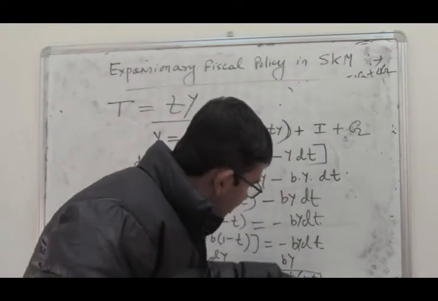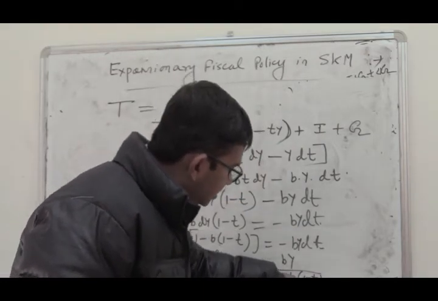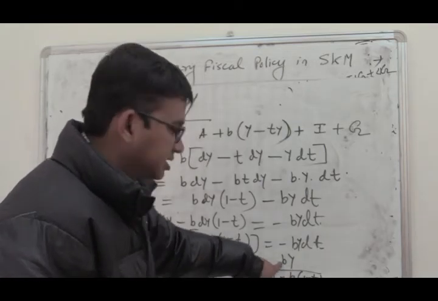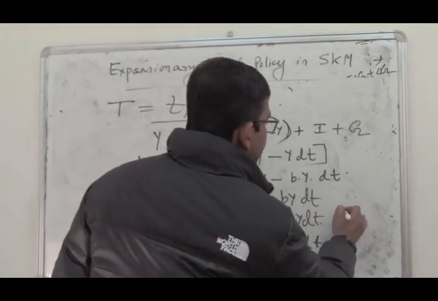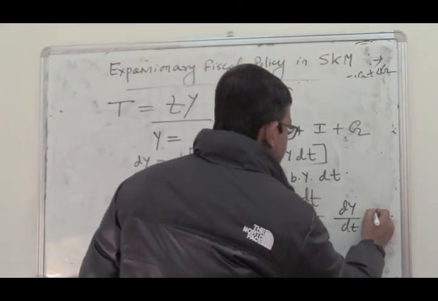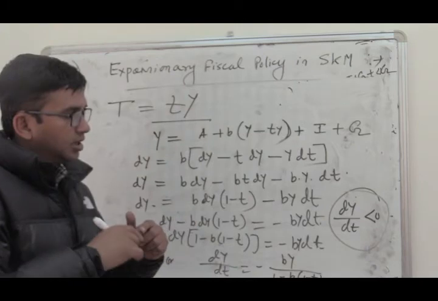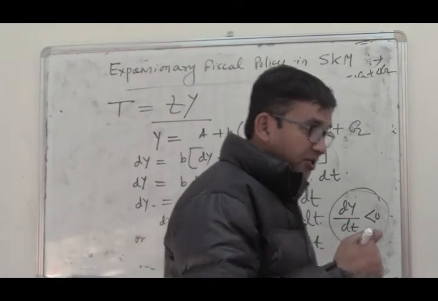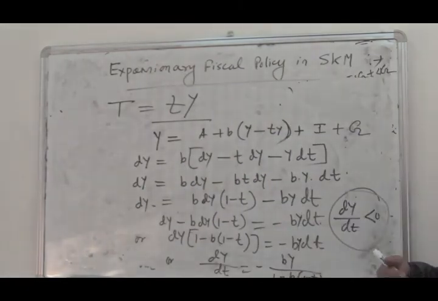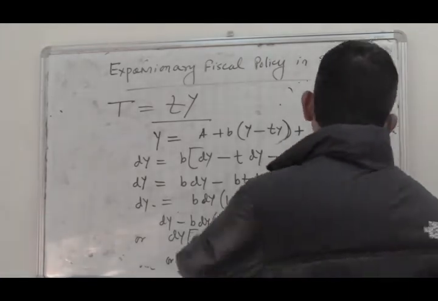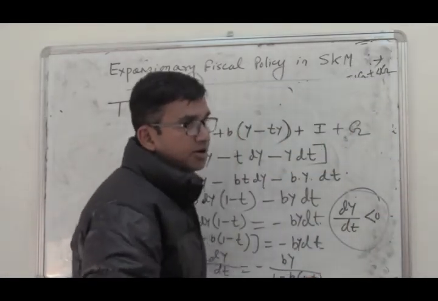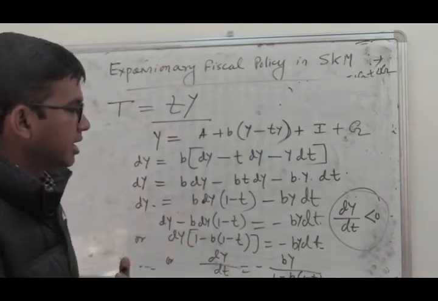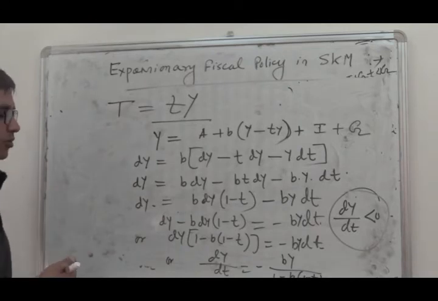Here 1 minus t is less than 1 and greater than 0. B is greater than 0 and less than 1. So we can write that dY by dt is also negative. The meaning is also simple. If the tax rate declines, the consumers will have more disposable income. That means more consumption and more aggregate demand, so a higher level of output.